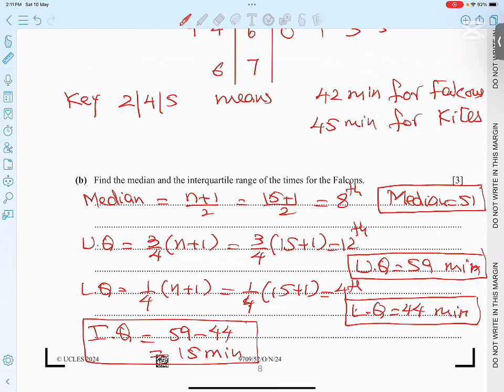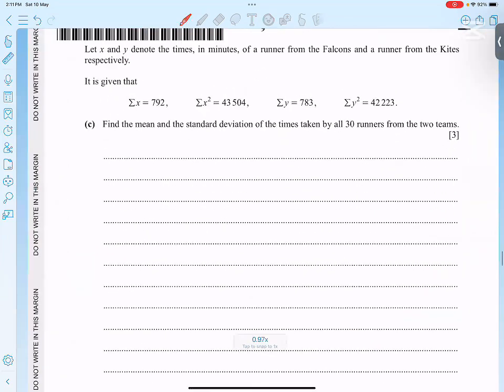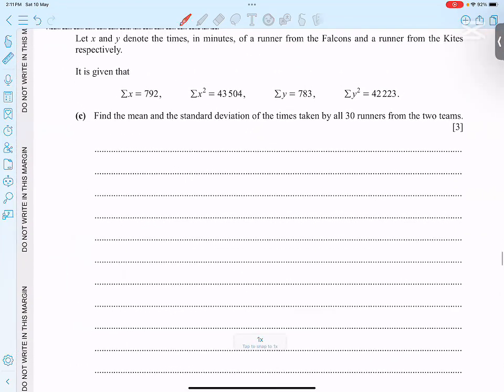I believe the point is very clear, and we have done this page. Let's go to the next page. Here it is mentioned that x and y denote the times in minutes for runners for falcons and kites, respectively. X represents falcons and Y represents kites, and we have been given this sample of data.